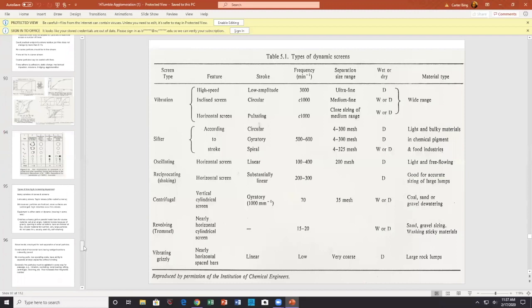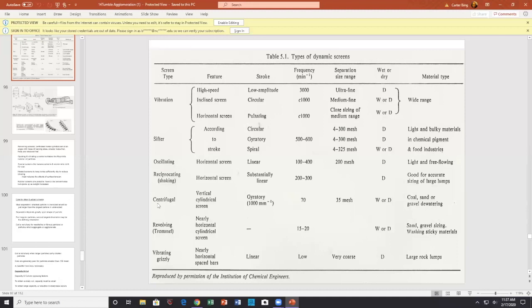So here we have the screen type known as vibrating, rotary, rotating, reciprocating, oscillating vibration. So already they're not sitting on their behinds. They're really active here. So all good ideas. Notice the word Stokes up here. All right. You got high speed, inclined. There's a good idea. Vertical. Anyway, what kind we got here? Stokes. Frequency, size range, wet, dry, material type.